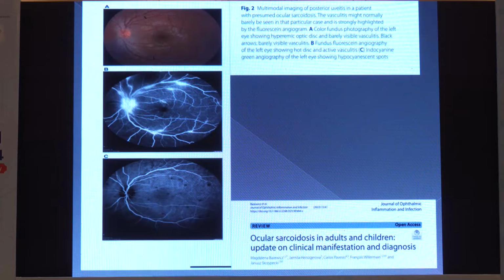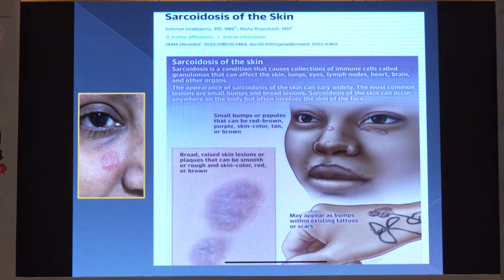These few are the disc. B shows the hot disc with the vasculitis. C shows the hypocyanescent spots on the ICGA. This is the sarcoidosis of skin. We have similar cases, broad raised skin lesions or plaques that can be smooth or rough and skin colored or red. These can also arise from tattoos.